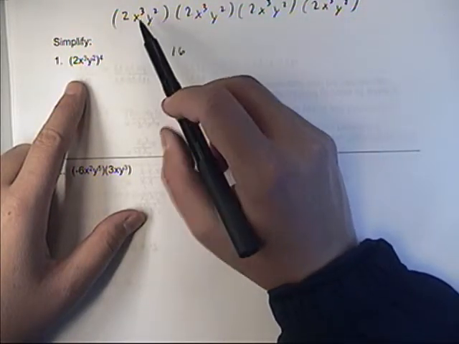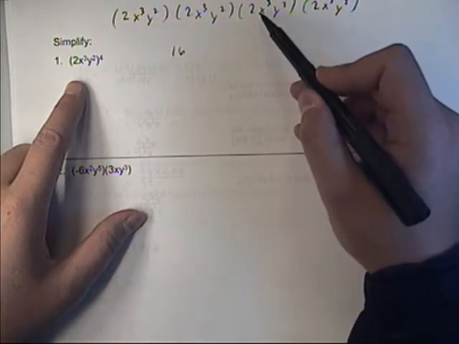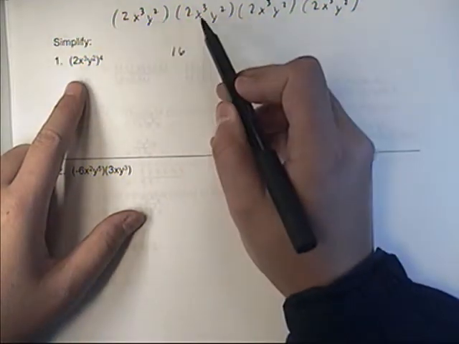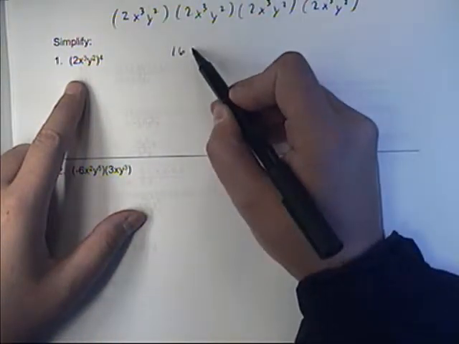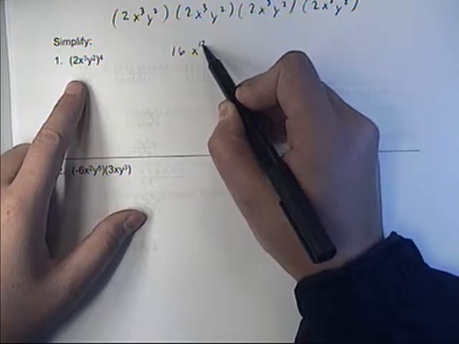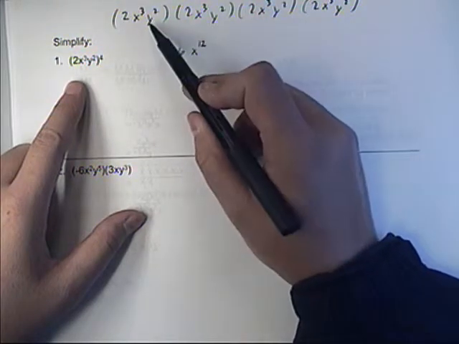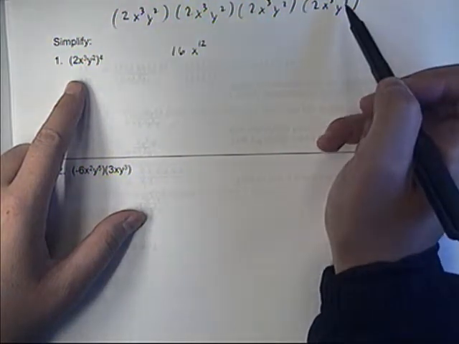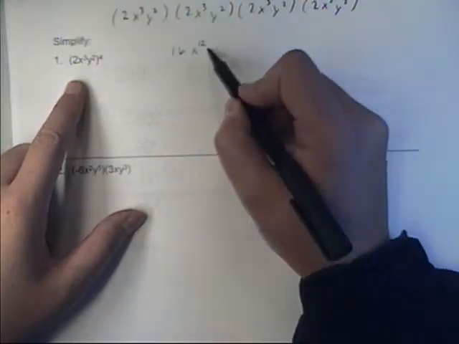Now, how many x's do I have? 1, 2, 3, 4, 5, 6, 7, 8, 9, 10, 11, 12. So I have a group of 3, group of 3, group of 3, group of 3. So that gives me 12 x's. I have 1, 2, 3, 4, 5, 6, 7, 8 y's, because I have 4 groups of 2.